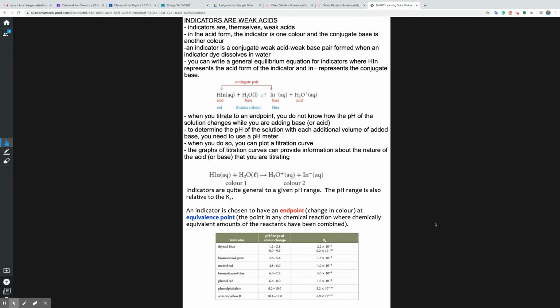So an indicator is chosen to have an endpoint or a color change at the equivalence point, which we've talked about. If we know our equivalence point, we can pick a good indicator. Most of the time, for a strong acid and strong base, we're going to use something that changes around 7, so probably bromothymol blue or phenol red, depending on what we have available.